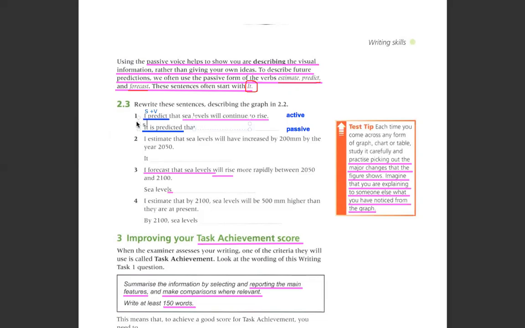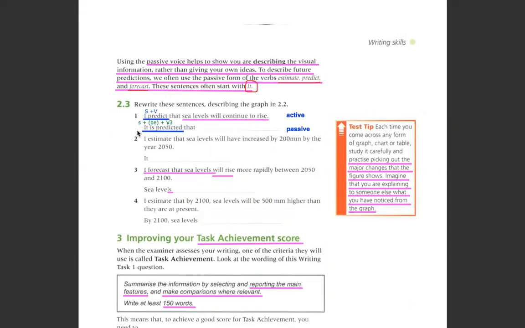Subject plus, look at the word is, what is that? It's the verb to be, okay? And then what comes next? Subject, verb to be, and the past participle or the verb 3. Okay, so this is how we create a passive sentence.